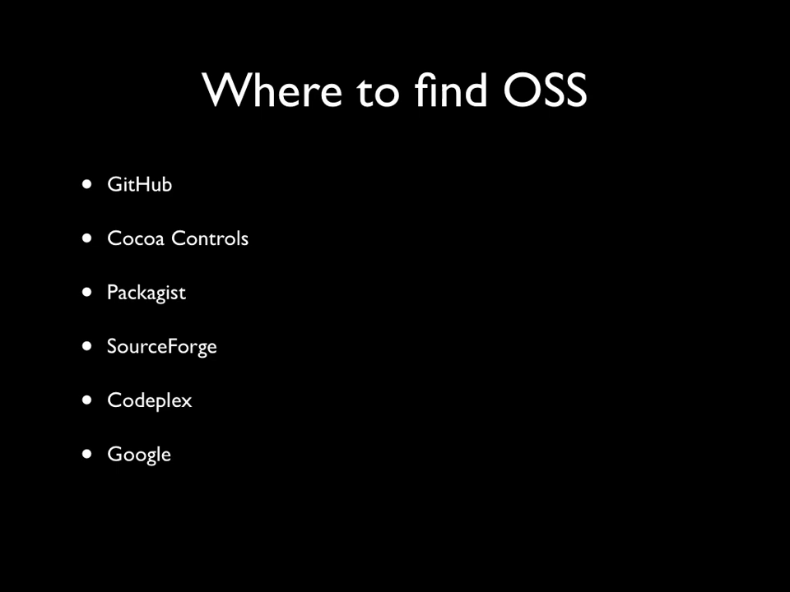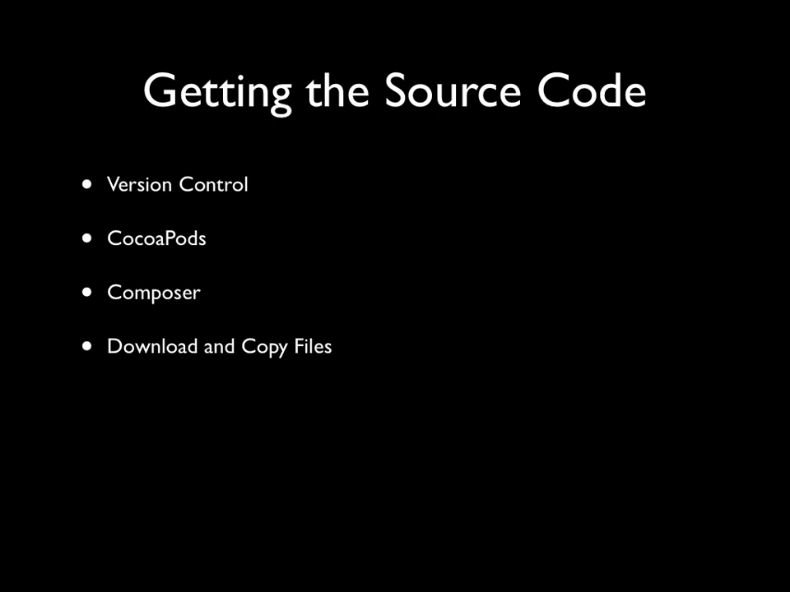Okay, so once you've found the source code, you want to get it and you want to start using it. So there's a number of ways to do this. My preferred way is to use version control. So I like to download Git submodules so they can update independently of my project. I don't have to worry about committing them. If the owner makes a fix, I don't have to worry about constantly checking whether he's made a fix, re-downloading the files, reinstalling them.